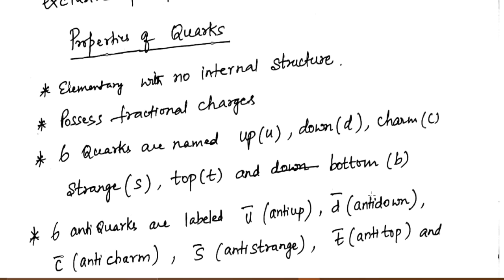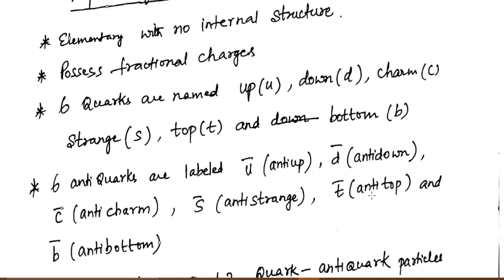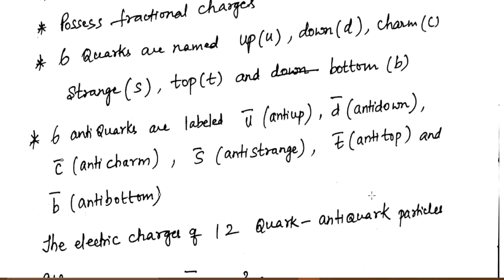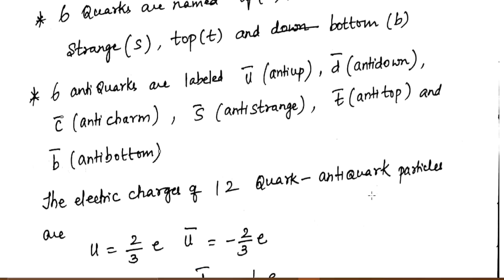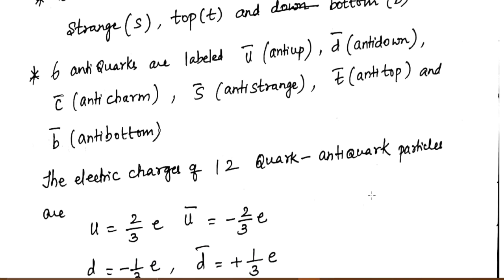6 quarks are named. Up quark is denoted as U, down quark is denoted as D, charm quark is denoted as C, strange quark is denoted as S, top is denoted as T, bottom quark is denoted as B. These are the 6 quarks. Similarly, there are 6 anti-quarks. They are labeled as U bar, anti-up, D bar, anti-down, C bar, anti-charm, S bar, anti-strange, T bar, anti-top, and B bar, anti-bottom.